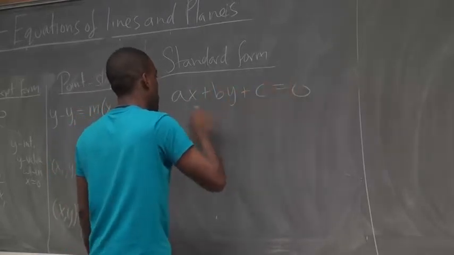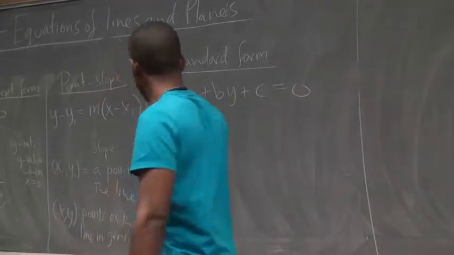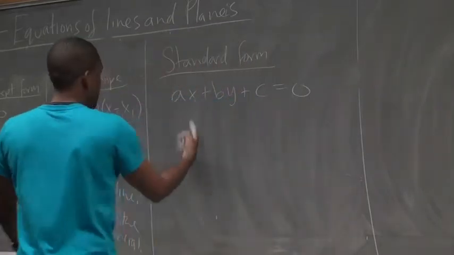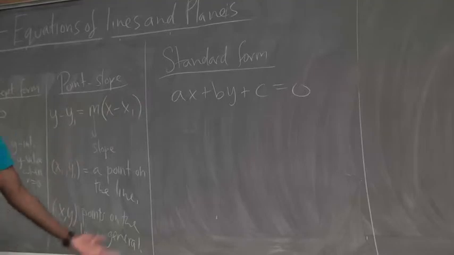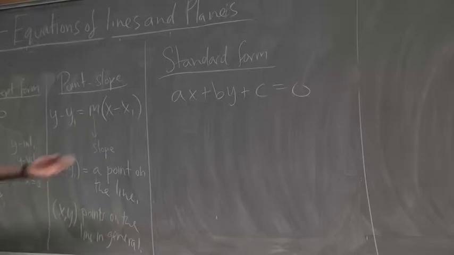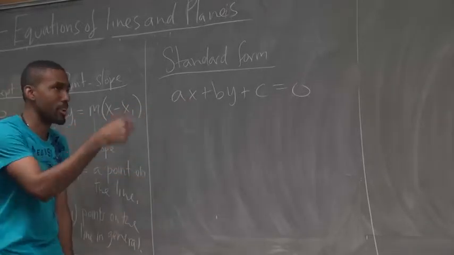Equals 0. And I don't know why it's the standard one, because that one you have to do the most work to actually tell anything about the line. Here you can see right away the slope is this and the point is that, or the slope is that, the y-intercept is that. This one doesn't tell you anything about the line; you have to solve for it.